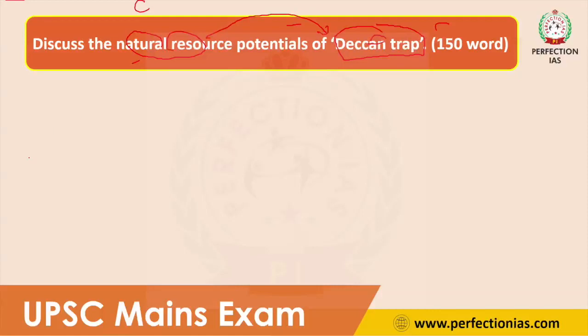For this question, you have to write an introduction, and this question contains only one part, that is the natural resource potential of Deccan Trap. For that, you have to write at least 6 to 7 points. Then you can also include some of the challenges in this region, and then the conclusion. So this should be the structure for your answer. The main concentration should be on the natural resource potential of Deccan Trap, so you can write as many points as you can for this part.